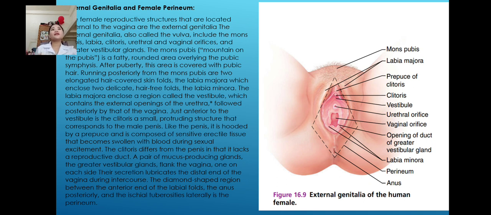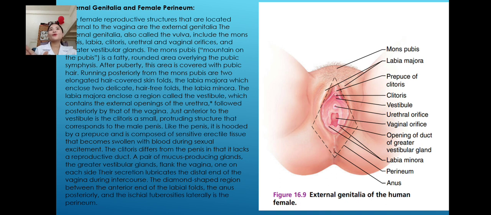Running posteriorly from the mons pubis are two elongated, hair-covered skin folds, the labia majora, which enclose two delicate, free folds, the labia minora. The labia majora enclose a region called the vestibule, which contains the external openings of the urethra, followed posteriorly by that of the vagina. Just anterior to the vestibule is the clitoris, a small protruding structure that corresponds to the male penis.